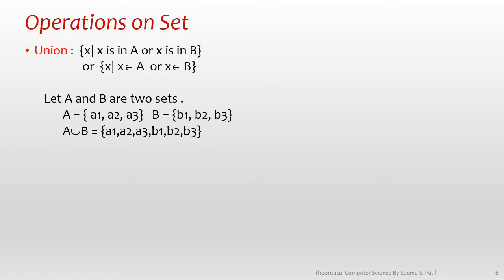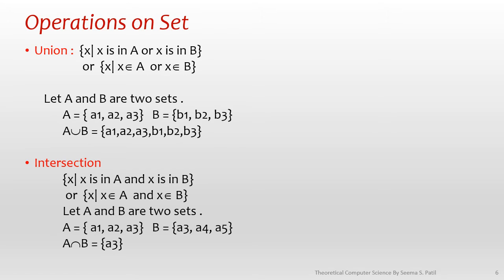X such that X is in A or X is in B. You can write it in another way: X such that X belongs to A or X belongs to B. Let A and B be two sets. A equal to {A1, A2, A3} and B equal to {B1, B2, B3}. The union of A and B, that is A union B, equal to {A1, A2, A3, B1, B2, B3}.